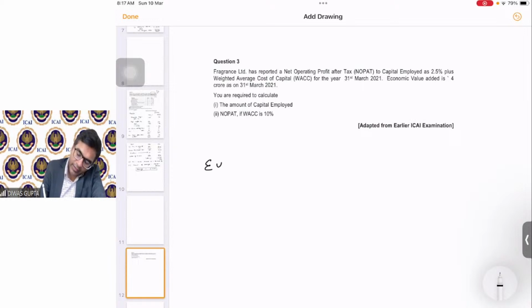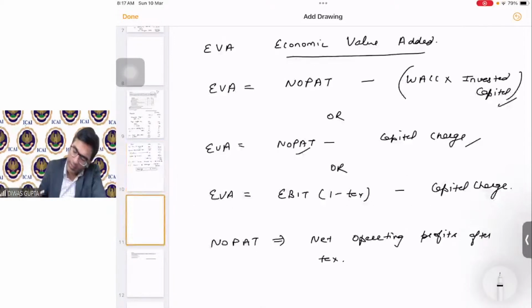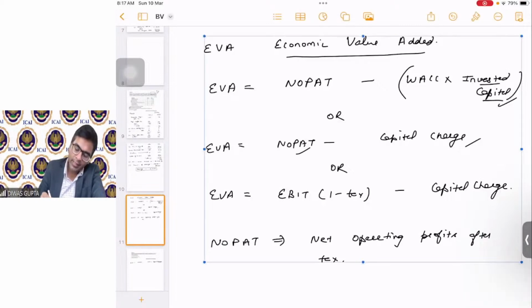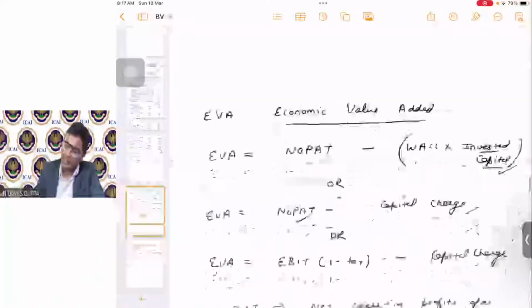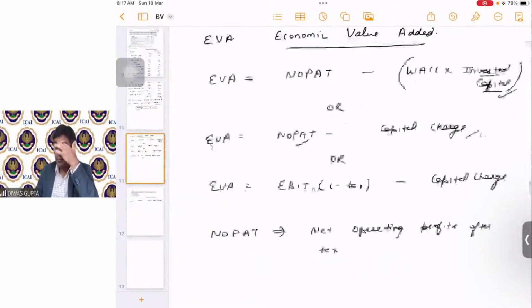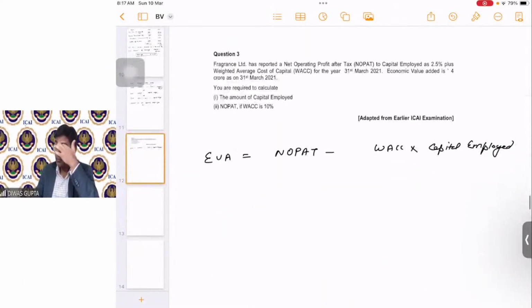So can we first write the formula? EVA is net operating profit after tax minus WACC into capital employed. The invested capital that we mentioned here also means capital employed. Understood, students? Invested capital is also called capital employed, whatever capital I have employed.